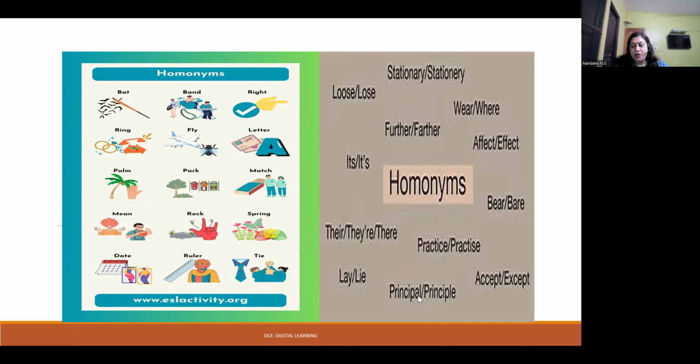Principal, principle. Just observe the spellings at the end there. Principal refers to the head of the institution, while the other, principle, which ends with PLE, refers to ethics and values. Lay, lie. The first word, lay, refers to lying down on the bed. The second, lie, refers to when you fib, when you say an untruth.